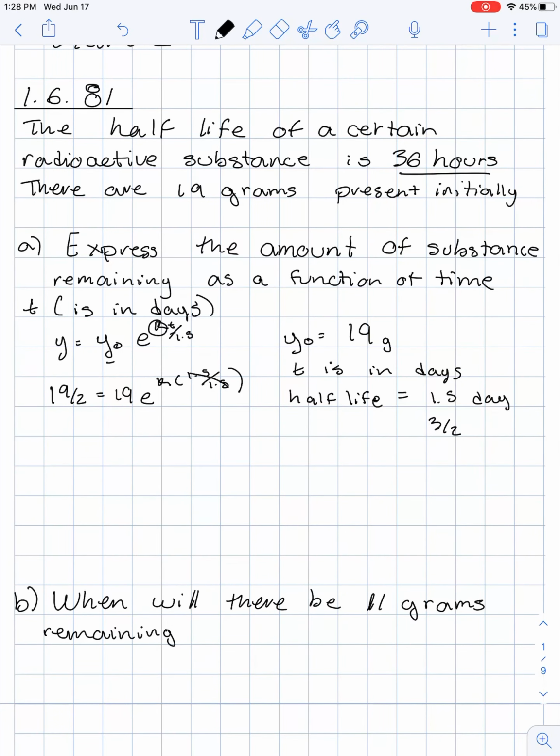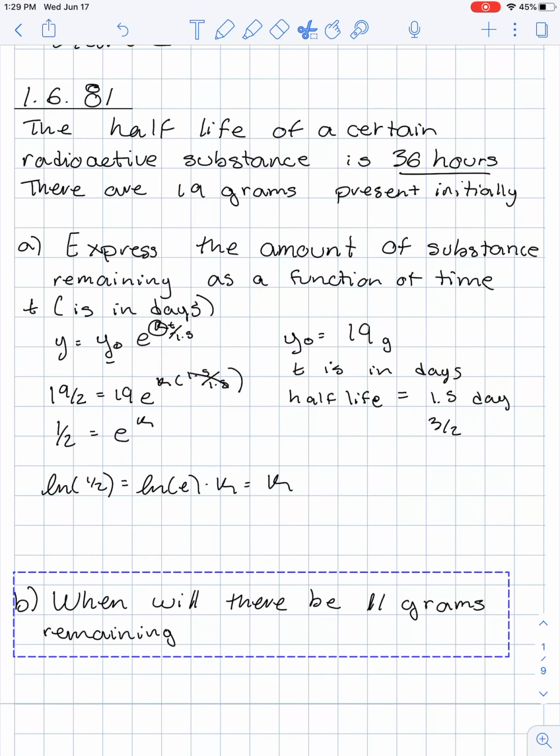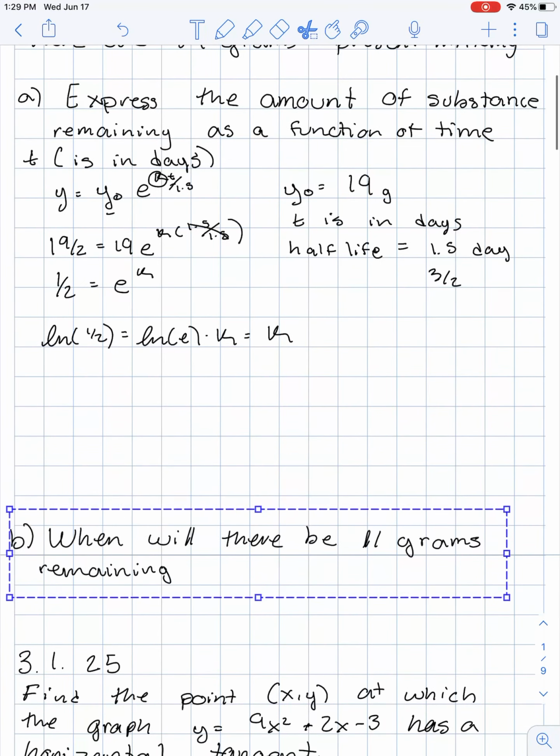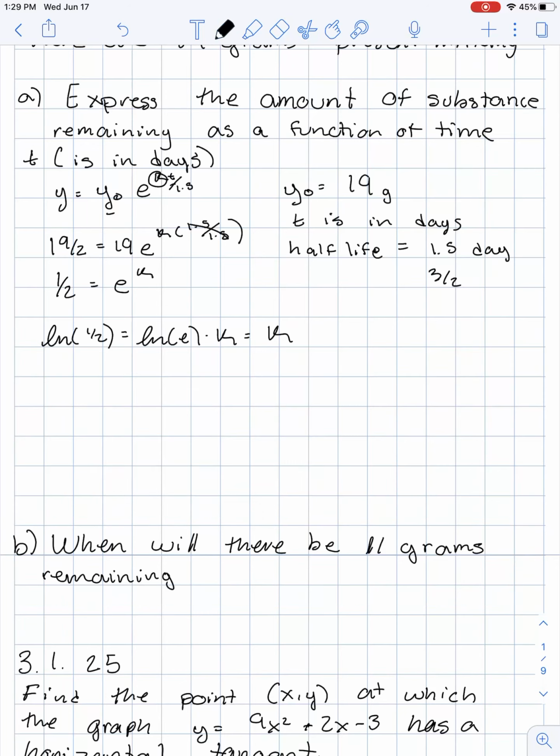I'm going to divide by 19 so that I get 1 half equal to e to the k. Well, now I need to find what k is, so I know I can take the ln of both sides, and ln of e, and then the k will come down because it's an exponent. So ln of e is just 1, so I just get k. So I get k is ln of 1 half. Okay, I was incorrect. This is still my way. But that's fine. We'll move everything down.